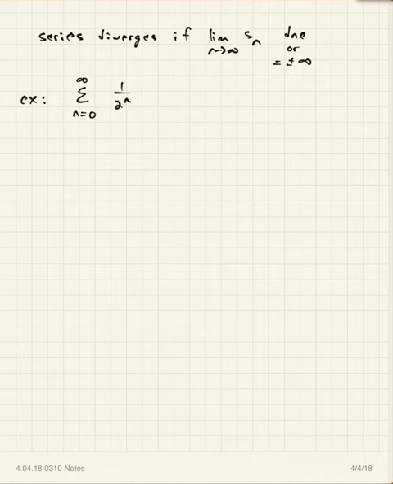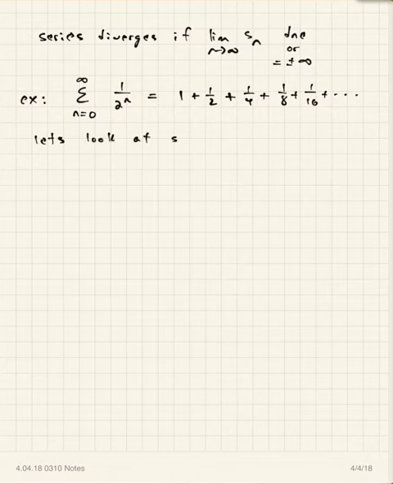Okay, so we start this counter at 0, and when n is 0, you get 1 as the first term. When n is 1, you get 1/2. When n is 2, you get 1/4. When n is 3, you get 1/8. When n is 4, you get 1/16. And so on. There's our infinite series listed out as an addition problem. All right, so let's look at this sequence of partial sums.